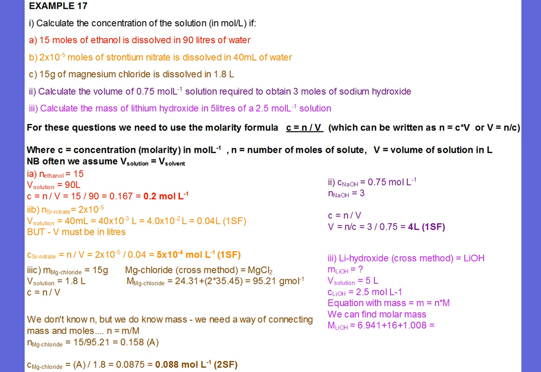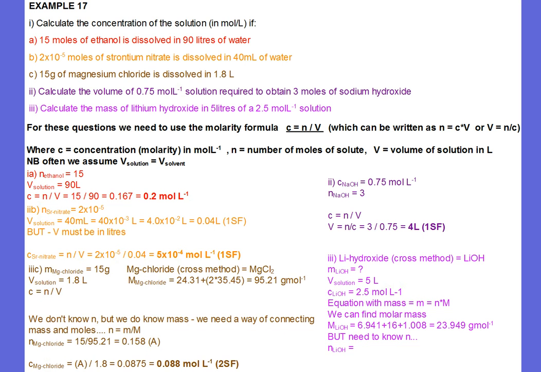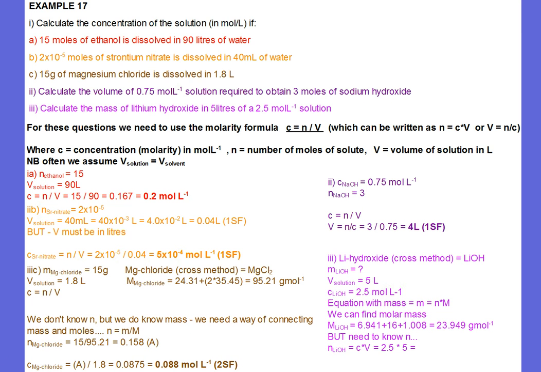So we've got a whole lot of data now. We now know the volume, we've got the concentration, and we've got the molar mass. What are we going to do with that? Well, the whole idea is to find the connection, and here we need the number of moles. We need to know how many moles of lithium hydroxide we're looking at. And number of moles is just concentration times volume. We know the concentration, we know the volume. We can now find how many moles of lithium hydroxide there are in that 5 litres of 2.5 mole per litre solution, which is 12.5 moles.